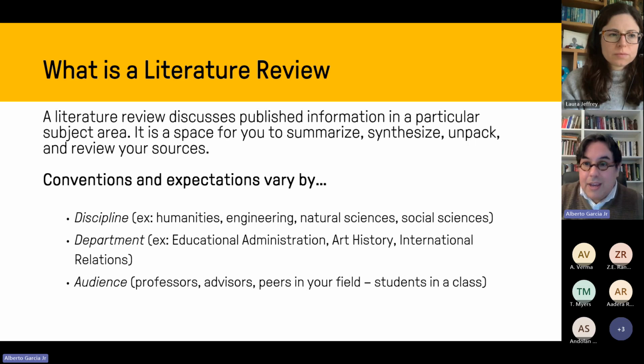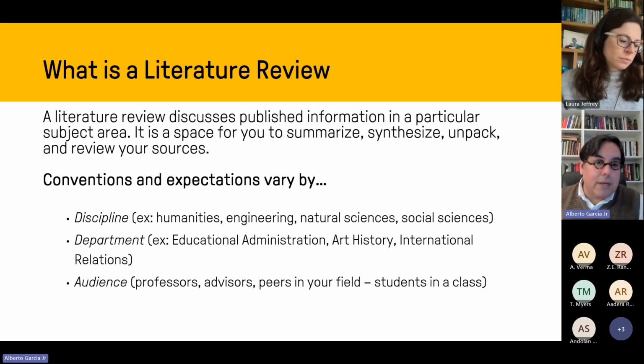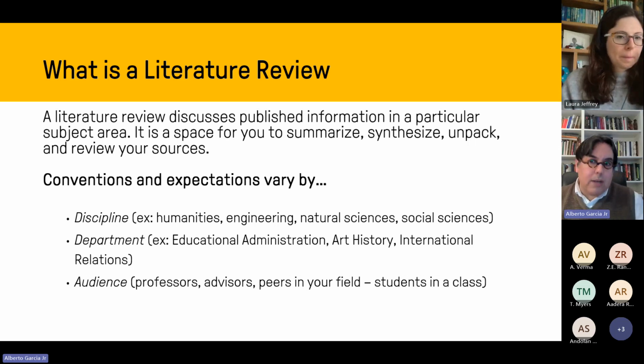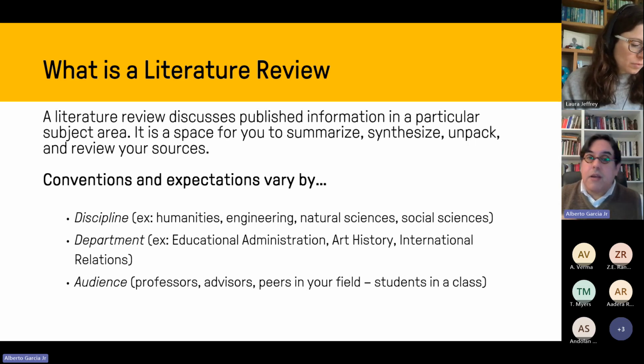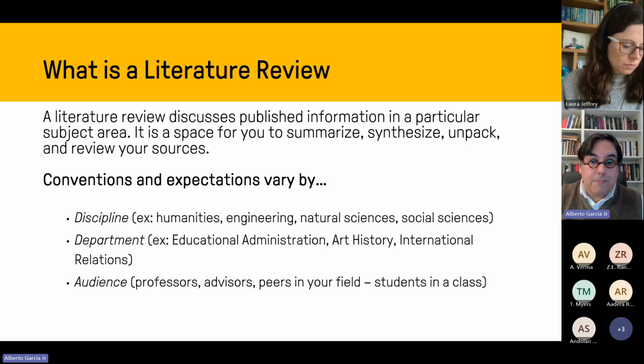So, for example, a literature review for a humanities project might be quite different from the type of literature review that is done in the natural sciences or social sciences, or between art history and international relations, which may look quite different. Also think about who you're writing for, which is always really important. Are you writing for your advisors? Are you writing for peers in your field or students in the class? That will also shape the expectations of what you need to do for a literature review.